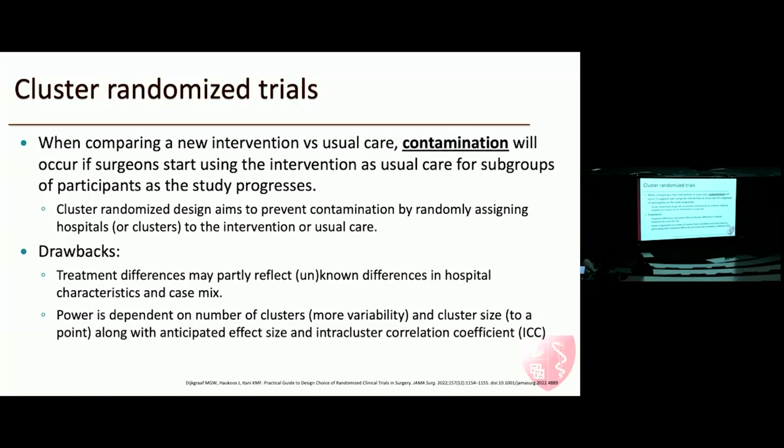So it aims to prevent contamination by randomly assigning hospitals or clusters or providers to the intervention or usual care, and thus making the results more valid when patient-level randomization is not what you're interested in. The drawbacks are treatment differences could actually reflect site differences or cluster differences. So how do you account for that? And case mix may vary by hospitals or clusters, whatever cluster you choose.